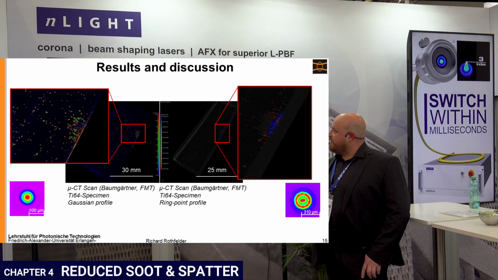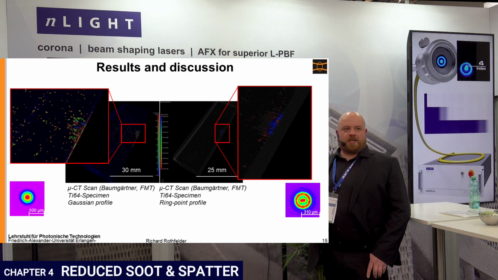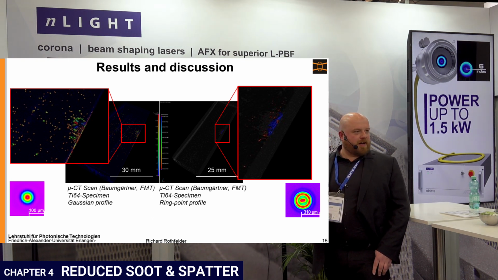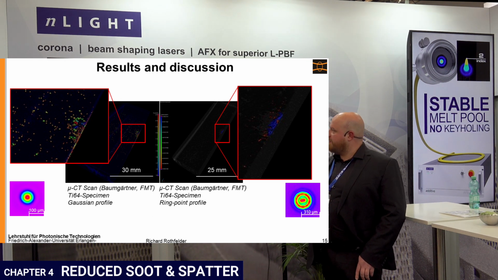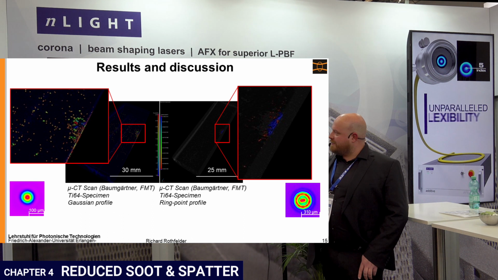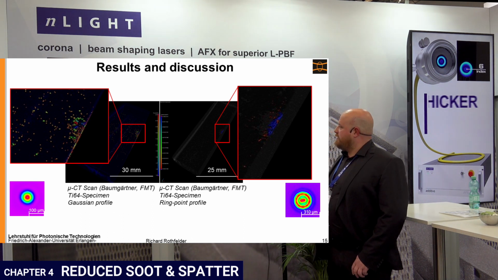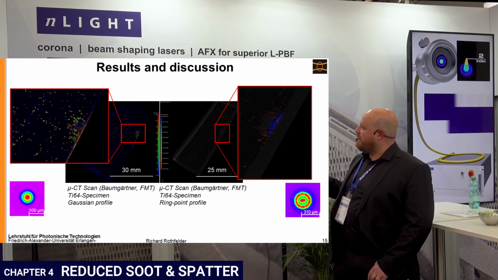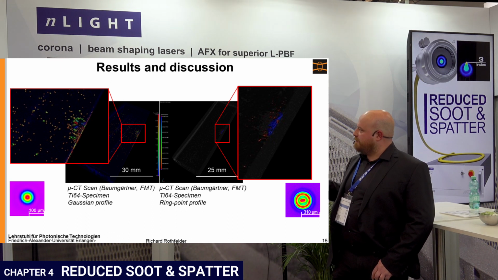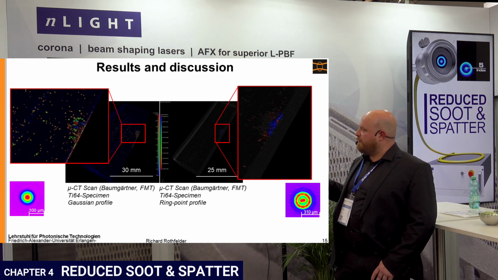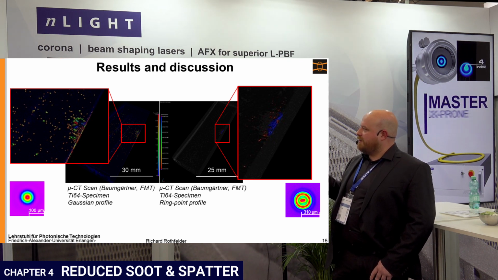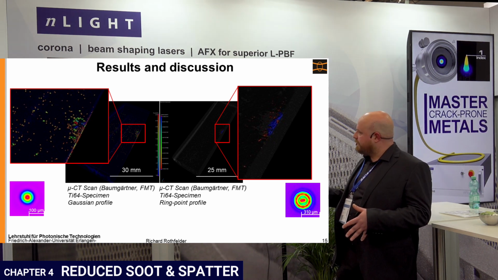In the meantime, we double-checked our results because, okay, this was just on the surface and maybe we were missing some parts. But there again, tungsten particles prove very valuable as tracer particles because they are extremely dense and therefore we are able to detect them via a micro-CT scan. And here we see the same results. On the left side, we have an extreme amount of distributed particles over the complete area where we used our Gaussian beam. It's also not only on the surface, but also in the volume.